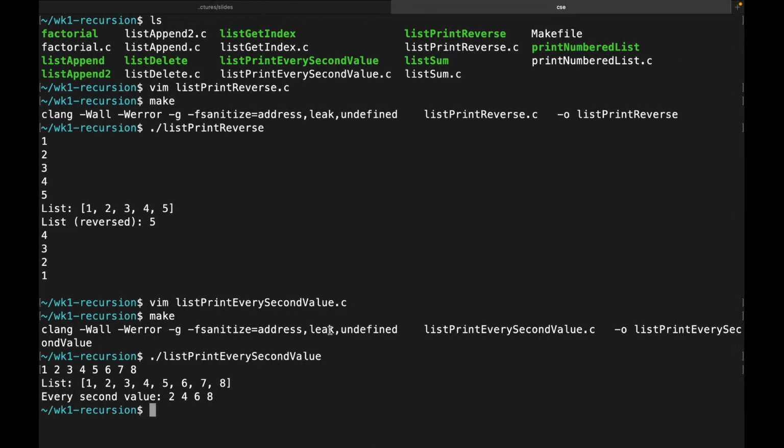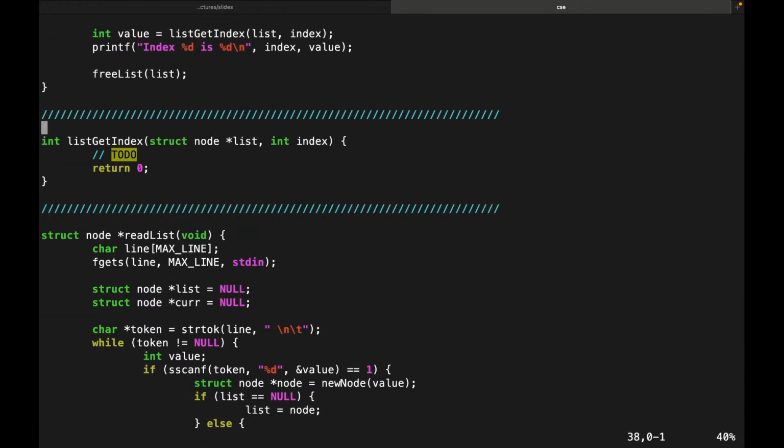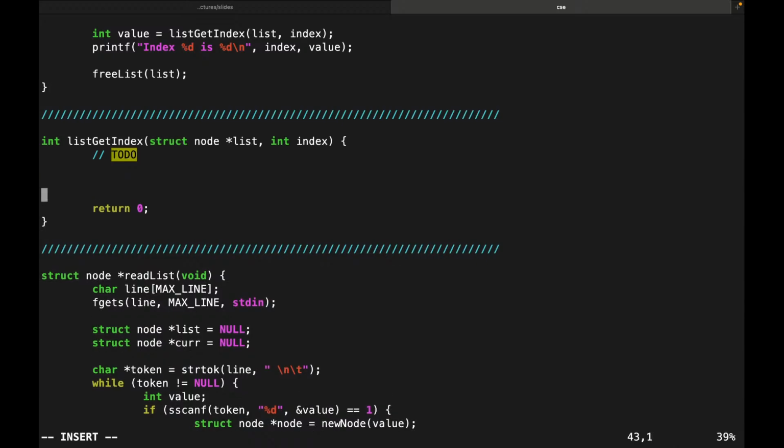So let's think about how we might do this recursively. Just get index.c. Okay, so this one is a little more interesting because it takes in an argument, right, an index. So, anyone have any ideas about how we could implement this? We can do a recursive call with next at index 1 is 1. Yes, so let's try to talk through the logic of it first.